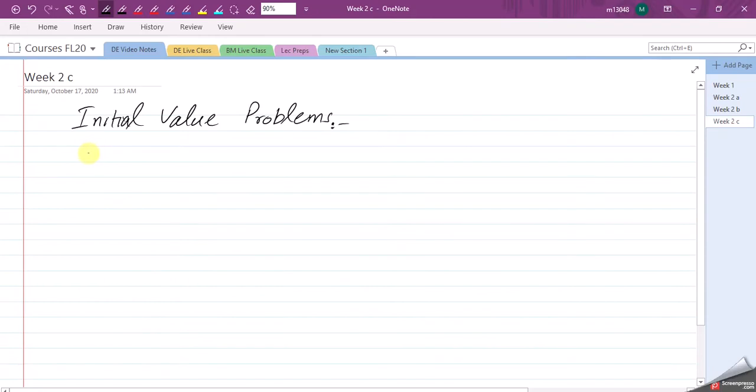Our next topic is initial value problems. To understand what is initial value problem, let's start with a simple example. dy by dt equals y. We can solve this equation using separation of variables. dy over y equals dt.